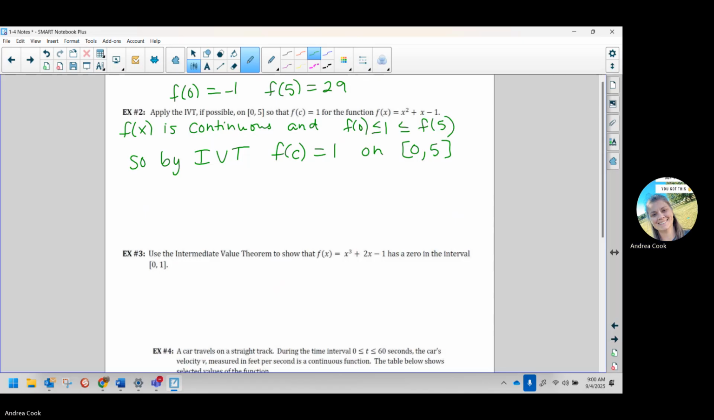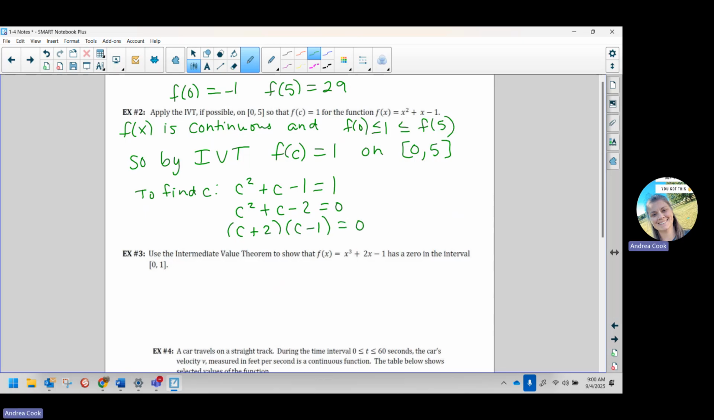So to find c, you'll just take the function f of x and set it equal to 1. So in this problem, instead of x, I'm going to say c squared plus c minus 1 is equal to 1. And then you're going to solve that quadratic. If I bring that over, c squared plus c minus 2 equals 0. What does that factor to? c plus 2, c minus 1.